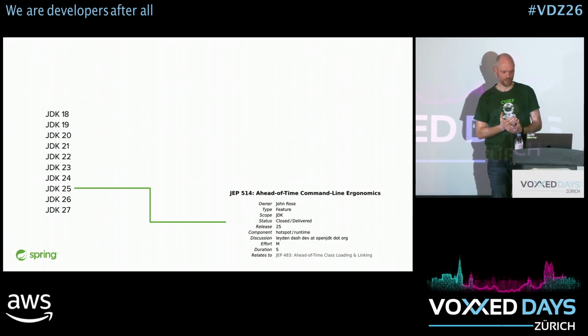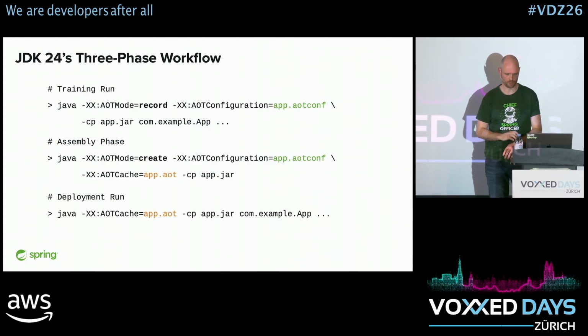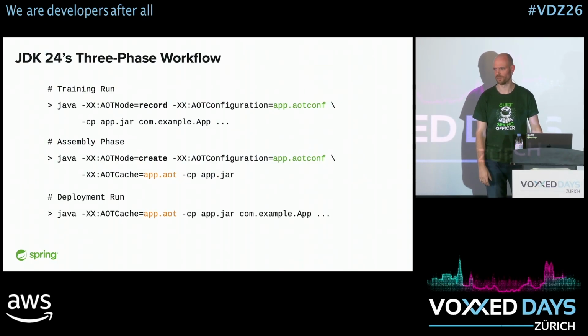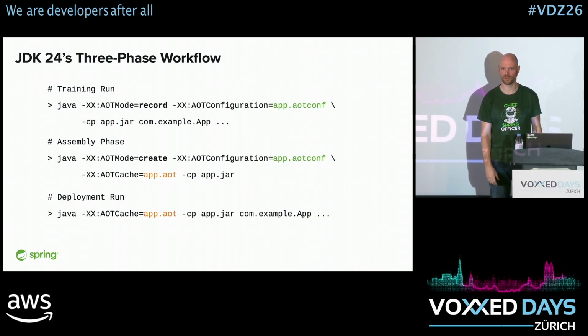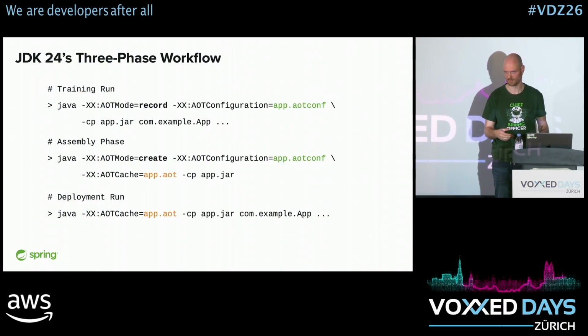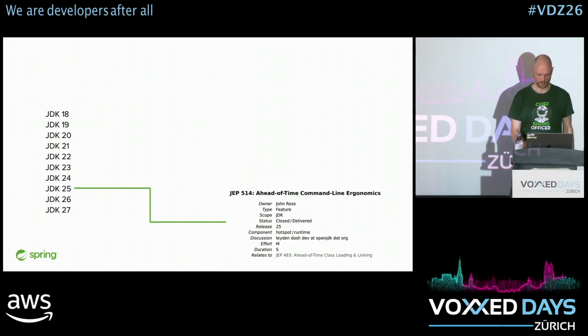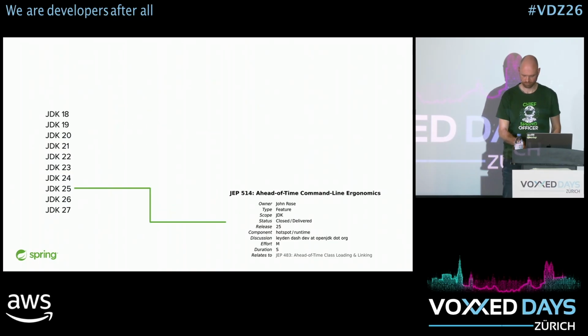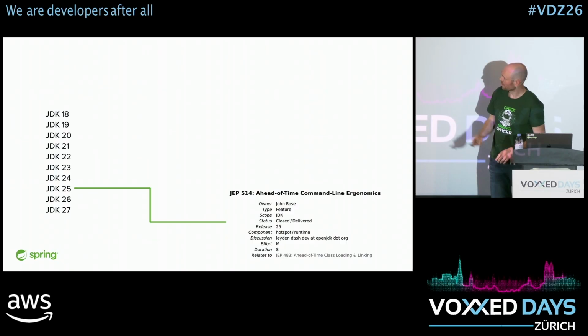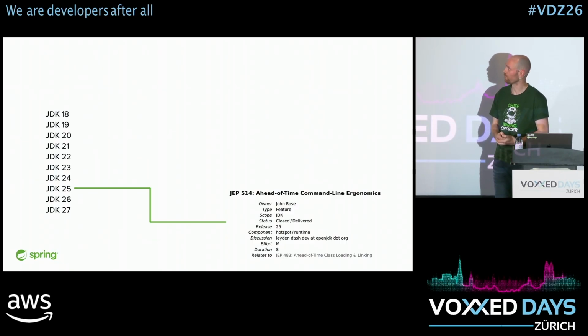And then JDK 25 came along, and you may have wondered, why do we need the green file if I throw it away anyway? Like, why are there 3 steps? I want the orange file. Why is there no one command to get the orange file? The JDK team thought the same. They did the JEP 514 ahead of time command line ergonomics. This essentially gets rid of the green file.